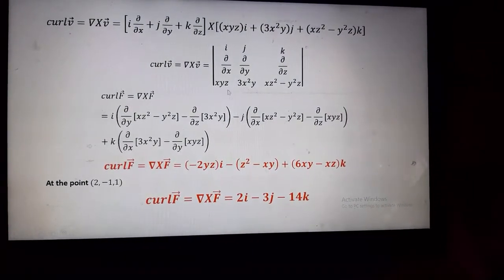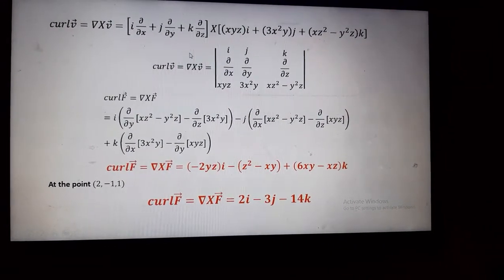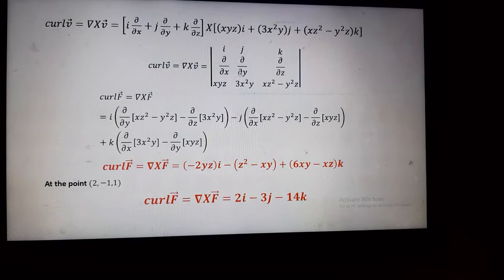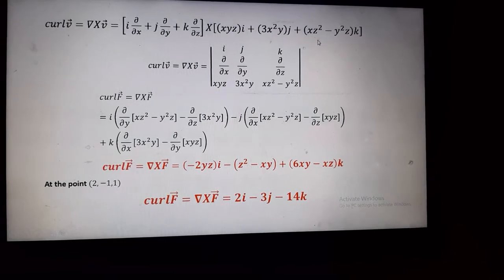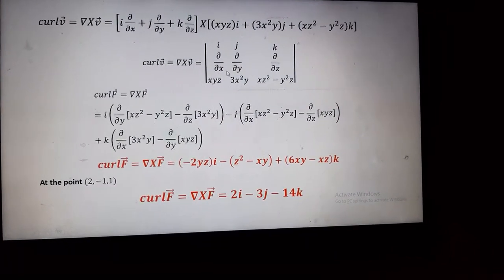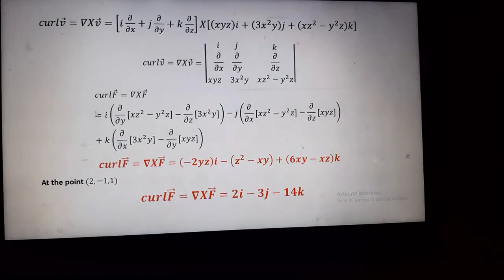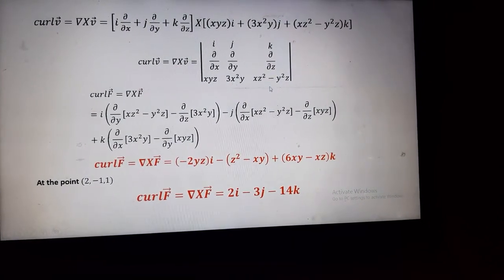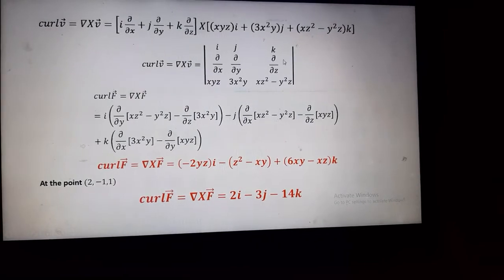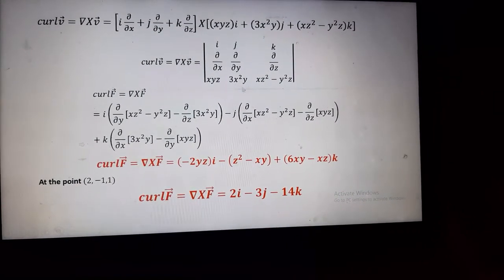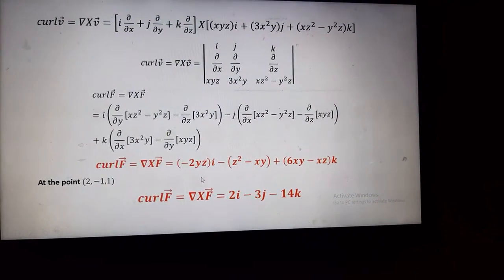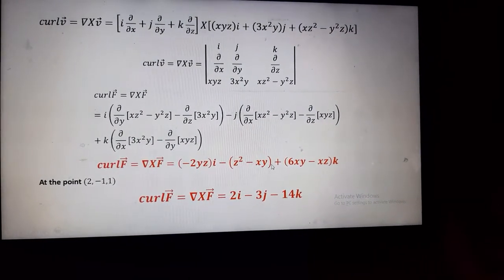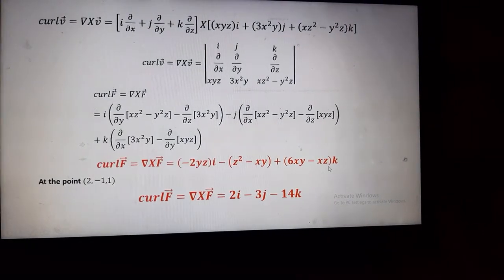It is defined as the determinant of i, j, k; dou by dou x, dou by dou y, dou by dou z; and in the third row the components xyz, 3x square y and xz square minus y square z. Now I will simplify this determinant, that is i into dou by dou y of xz square minus y square z, minus dou by dou z of 3x square y. After simplification I will get curl of v equal to minus 2yz into i minus (z square minus xy) into j plus (6xy minus xz) into k.